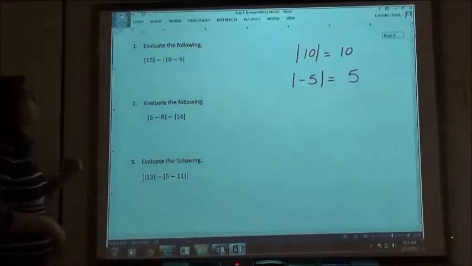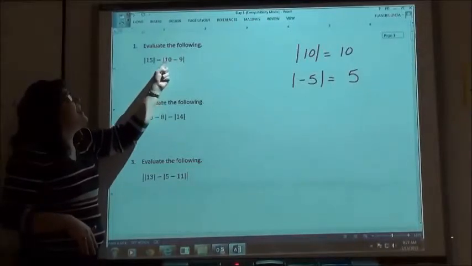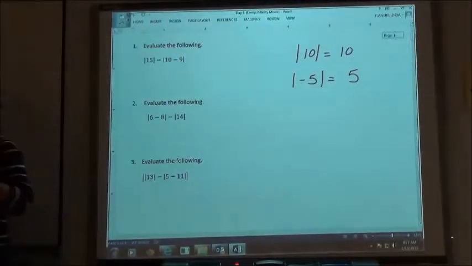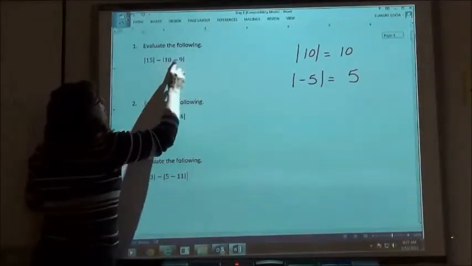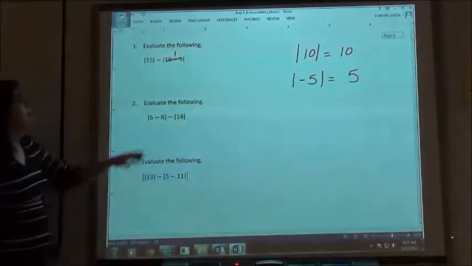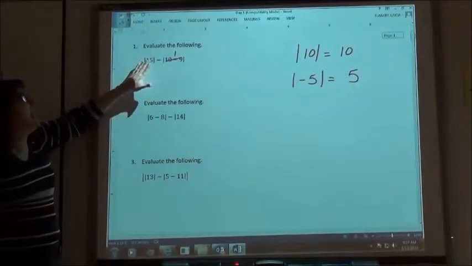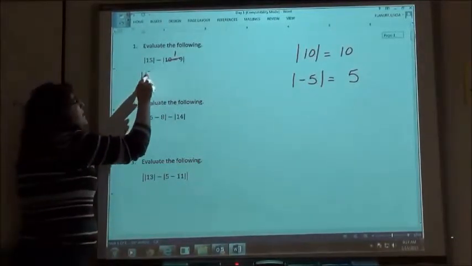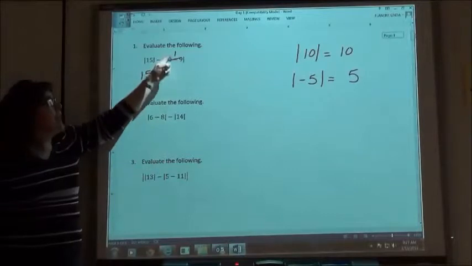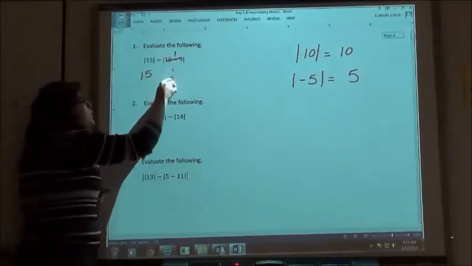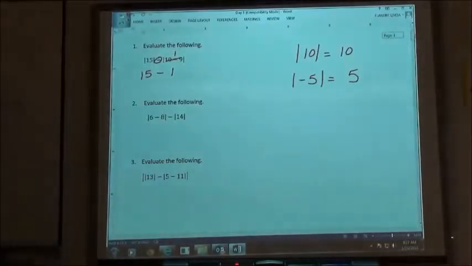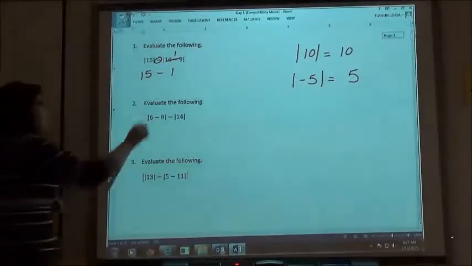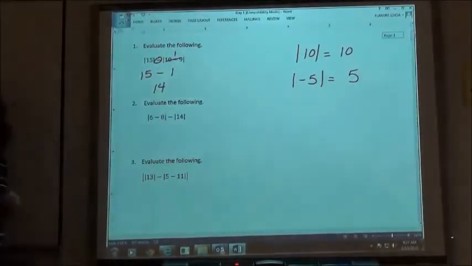Now when I work with absolute value, I have to simplify inside the absolute value before I apply the rules for absolute value. So 10 minus 9 is going to be 1. Then I do my absolute values. The absolute value of 15 is 15. The absolute value of 1 is 1. There's a minus sign between my two expressions. So now I have 15 minus 1, and I can do 15 minus 1. I get 14.